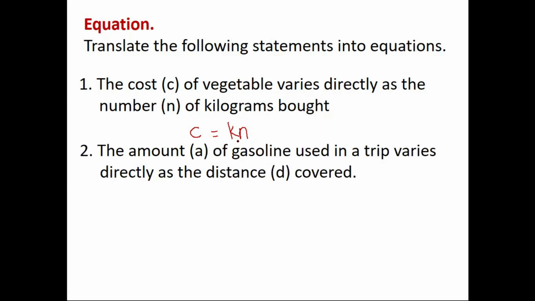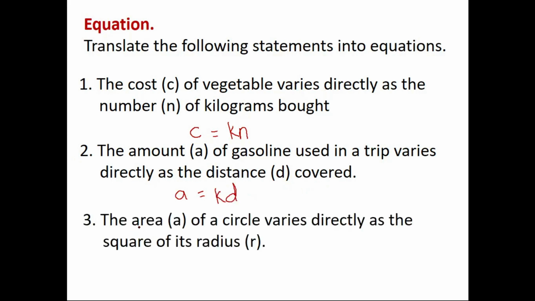Number 2, the amount of gasoline used in a trip, denoted by lowercase letter a, varies directly as the distance covered. How are we going to translate this into equation? You may try it in your notebook. So here it is. We have a equals k d. Don't forget the constant term. So as simple as that.